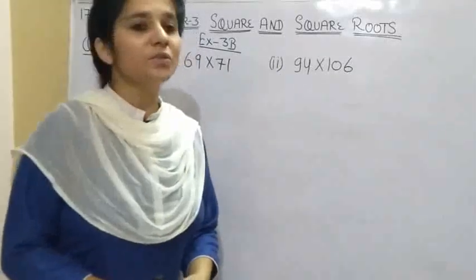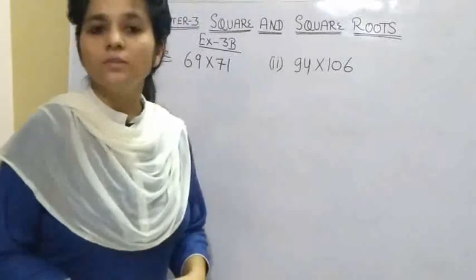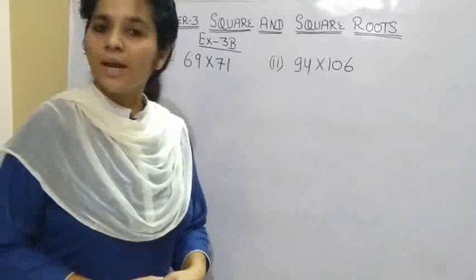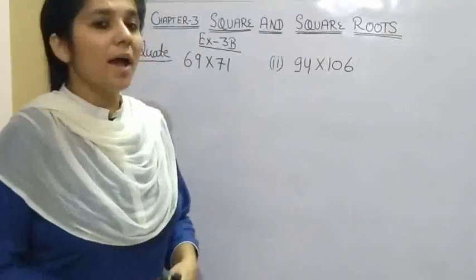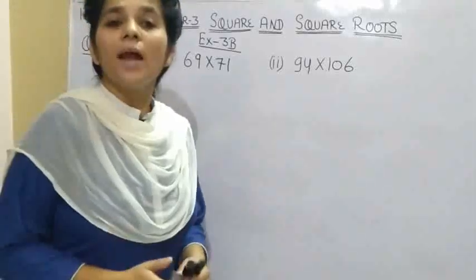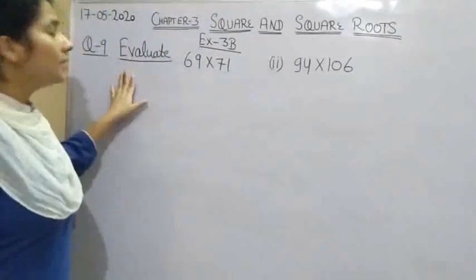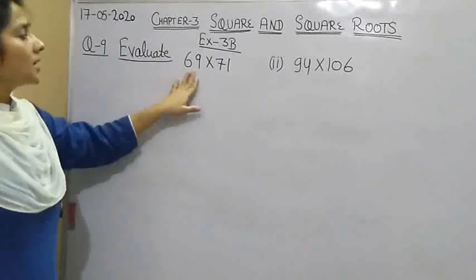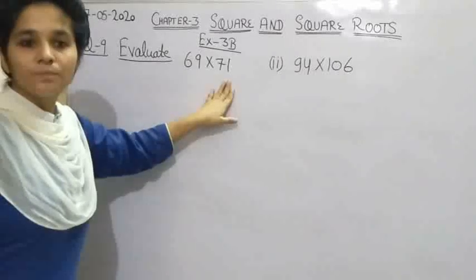Very good morning, students. I am here again with the remaining questions of exercise 3B from the chapter Square and Square Root. So let's quickly start from question number 9, that is, evaluate 69 multiply 71.